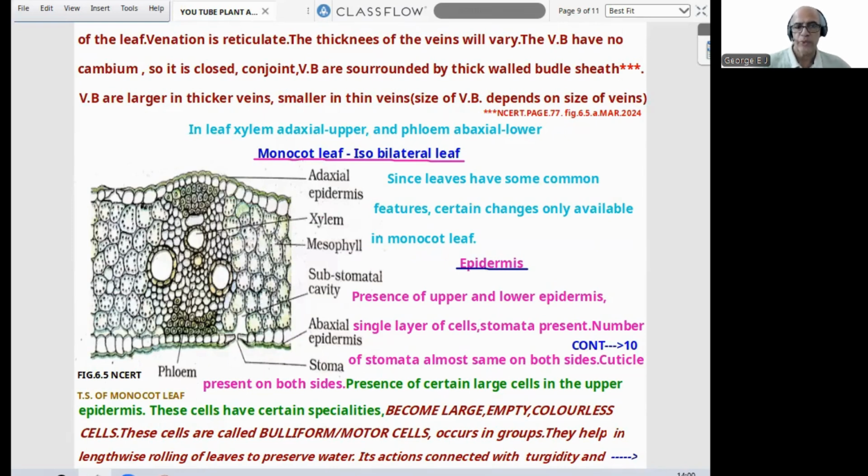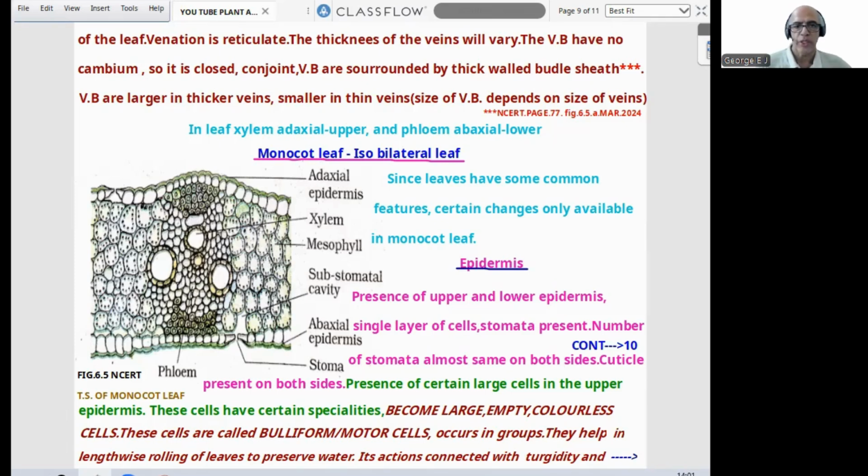Vascular bundles have no cambium, so they are closed, conjoined. Each vascular bundle is surrounded by a thick-walled bundle sheath; that is what NCERT says, thick wall. Refer to figure 6.5. Vascular bundles are larger in thicker areas, smaller in thin areas, that is, thicker veins and thin veins. In leaf, xylem is adaxial, upper, and phloem is abaxial. Just like our face, eyes are xylem, mouth is phloem. That way you can remember.